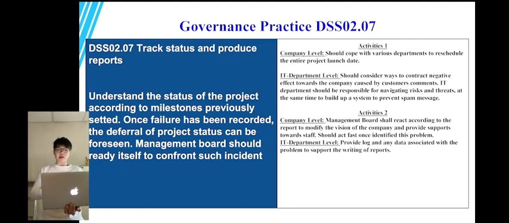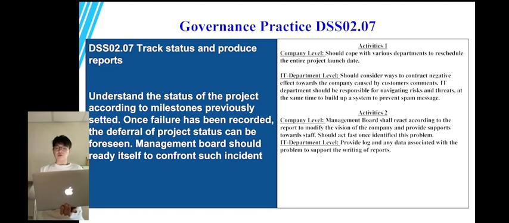Lastly, for DSS02.04, track status and produce reports. First, to understand the status of each project according to the milestone previously set. Once a failure has been recorded, the deferral of project status can be foreseen. On the company level, they should cooperate with various departments to reschedule the entire project launch date if there is any problem that happened. And for the IT department level, they should consider ways to counteract negative effects towards the company caused by customers' comments.